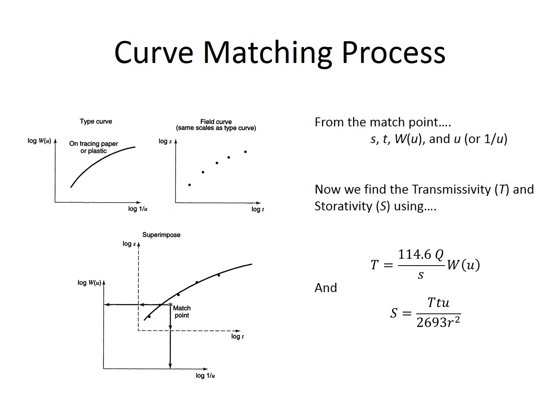Transmissivity is equal to 114.6 times Q over the drawdown of the match point times W(u) of the match point. Once we have transmissivity calculated, then we can calculate storativity using S is equal to transmissivity times t from our match point, u from our match point, over 2693 times r squared in the denominator.